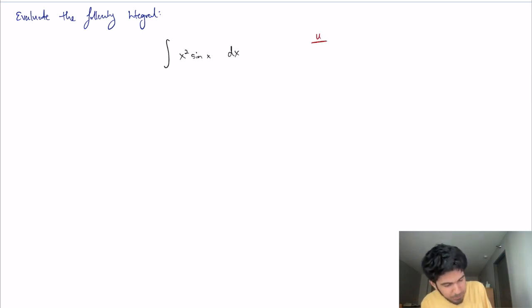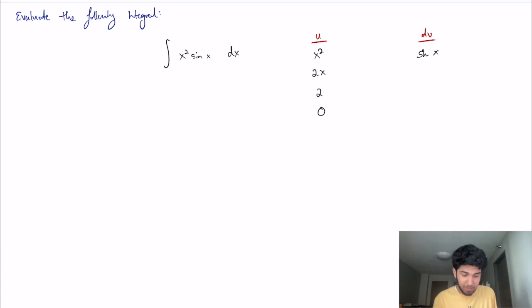We'll choose a u, we'll choose a dv. Again, we want our u to bottom out to 0, so choosing sine of x won't be great because that goes through that cycle of sine, cosine, negative cosine, sine, cosine, and so on. So let's let u equal x squared, and dv will equal sine of x. The derivative of x squared is 2x, the derivative of 2x is 2, the derivative of 2 is 0. We've reached 0.